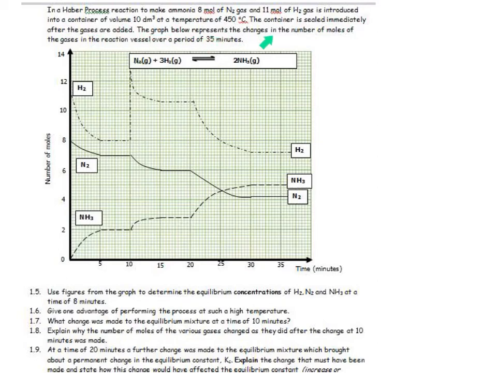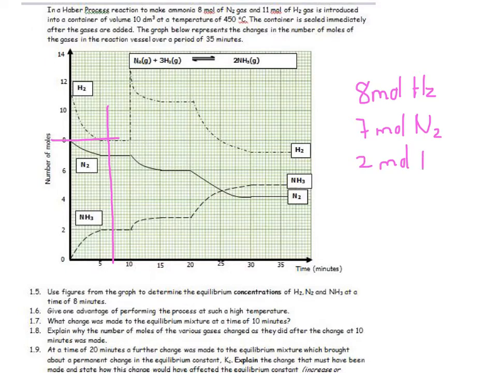The graph represents the change in the number of moles of gas in the reaction vessel over 35 minutes. Use the figures from the graph to determine the equilibrium constant, using the hydrogen, nitrogen, and ammonia at 8 minutes. So we're going to go over here and take the number of moles: it's going to be 8 of hydrogen, and it is going to be 7 moles of nitrogen, and it's going to be 2 moles of ammonia.